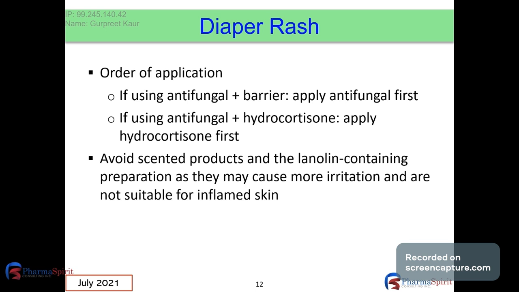Very important to avoid scented products and lanolin containing preparations, as they may cause more irritation, and we should not apply them anyway to inflamed skin.